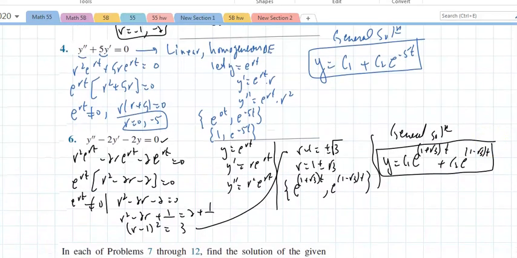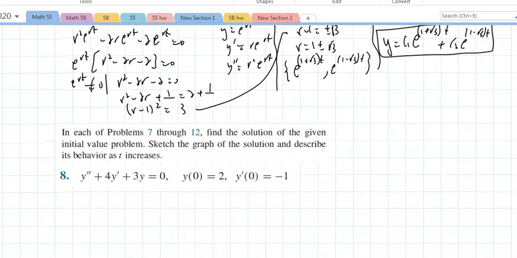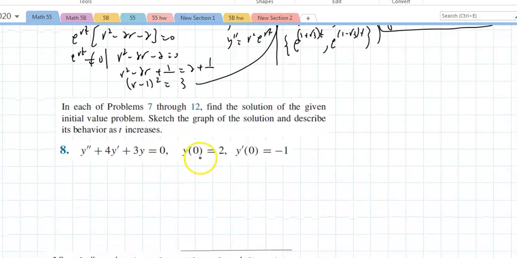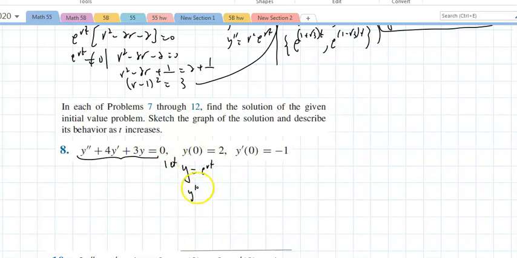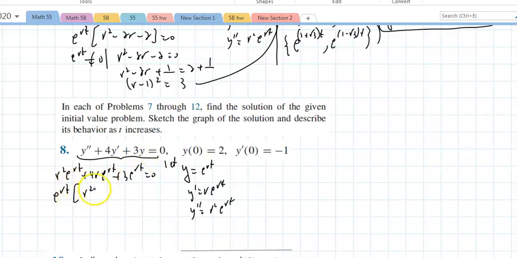The next level up is for you to find c1 and c2. Same thing as what we just did, except now they're giving us initial conditions. This is a homogeneous linear equation. I'm going to let y equal e to the rt be the solution to this. Y prime is r e to the rt. Y double prime is r squared e to the rt. So this is r squared e to the rt plus 4r e to the rt plus 3e to the rt equal to 0. Factor e to the rt out. That will be r squared plus 4r plus 3 equal to 0.